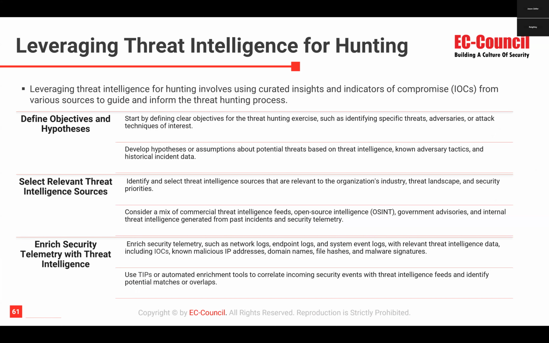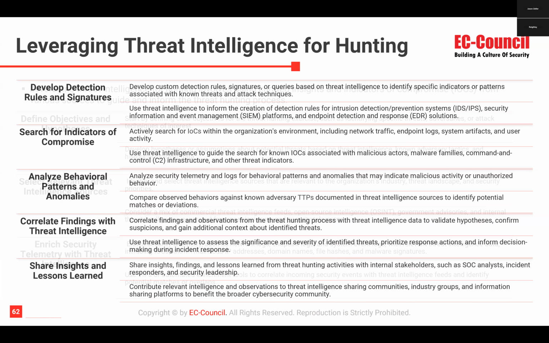Leveraging threat intelligence for the hunting side of things. This will help you define your objectives and hypothesis, select relevant threat intelligence sources, and then enrich your telemetry through threat intelligence. You'll develop detection rules and signatures. A lot of times you guys will use a feed for this, but you can also create your own detections. In our environment, that would be something like Snort rules. So when you guys are building out your SOC environment, you may end up developing your own Snort rules as you go through there.